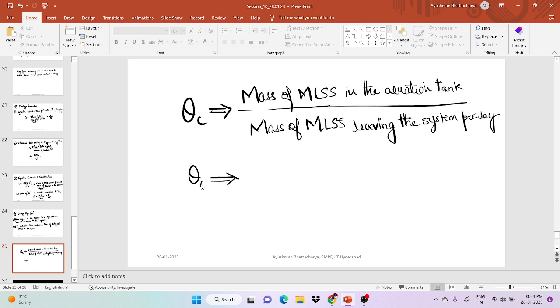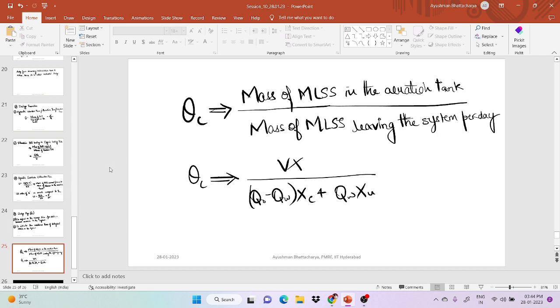So theta c is equal to Vx divided by (Q0 - Qw)Xe + QwXu. So this is theta c, equal to the mass of MLSS in the aeration tank divided by the mass of MLSS leaving the system per day, the sludge.